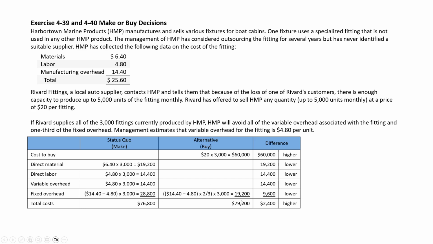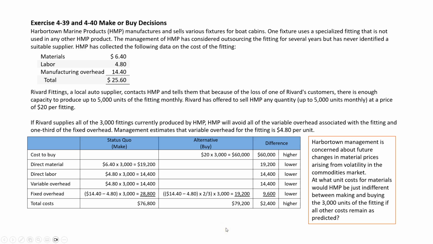So now when we look at the difference, it really costs us $76,800 to make it, but on the other hand, it's going to cost us $79,200 to buy it, because even though the outside purchase price is relevant, there's still going to be some fixed cost that's going to exist irrespective. So our cost would actually be $2,400 higher if we buy it. So it doesn't make sense to buy it. We would continue to make it because our cost would be $2,400 lower if we continue to make it.